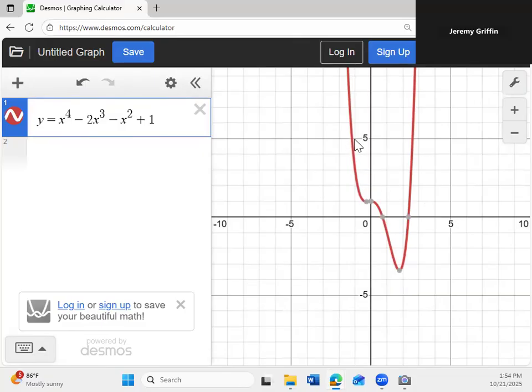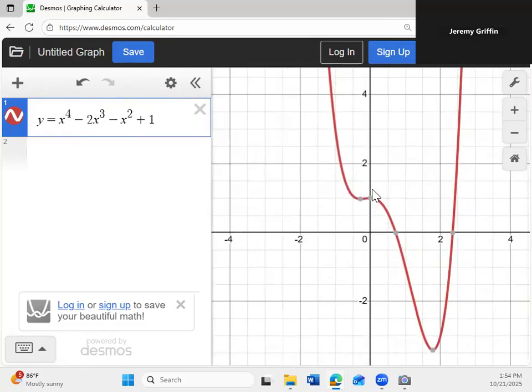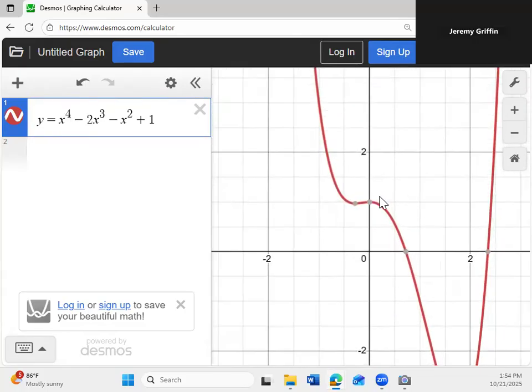Or how about there's actually another relative max and relative min. Right here at (0, 1) is a relative max, barely, because it just goes a little bit down to the left. You see that? It goes down. There's another relative min right there. So there's another relative min.